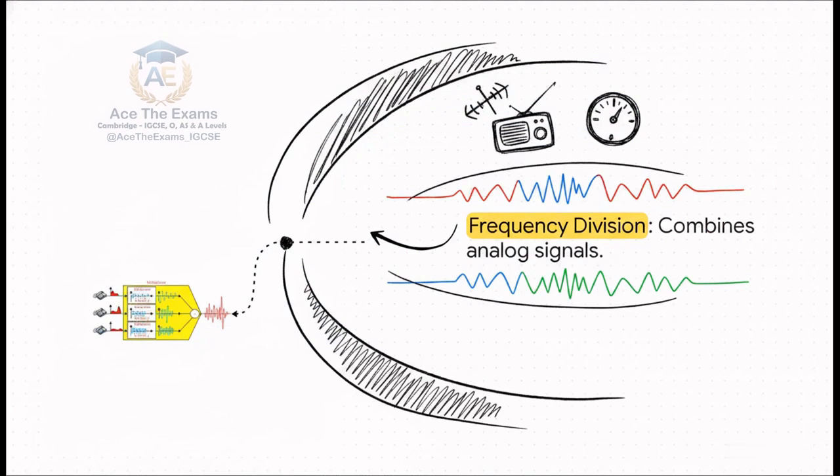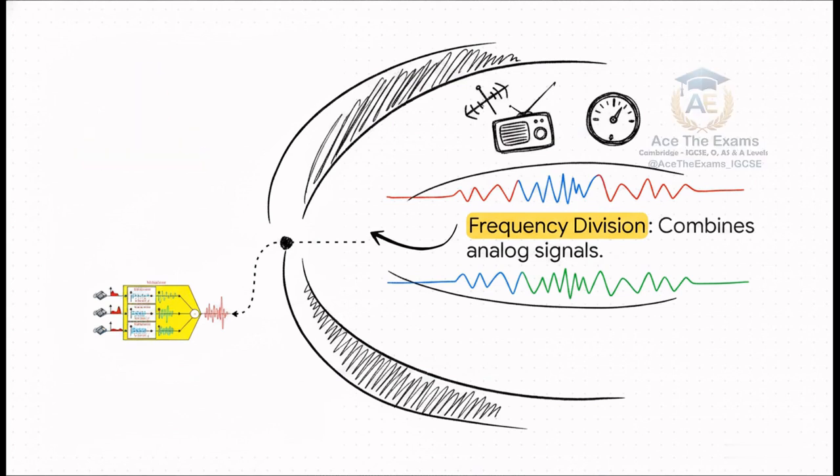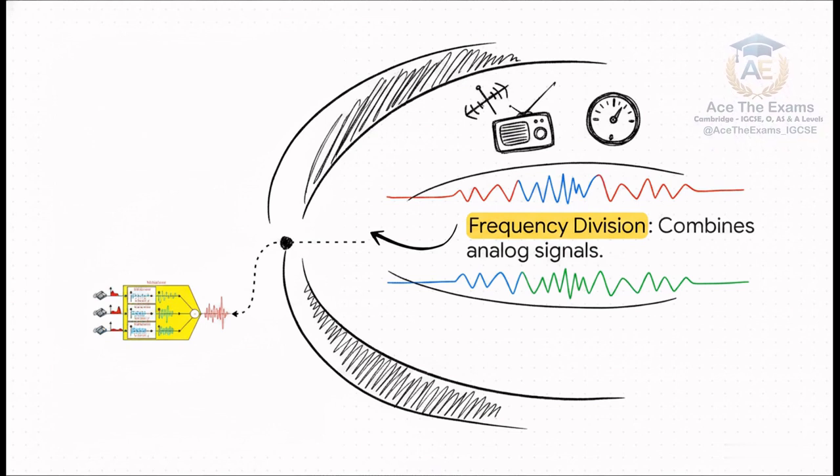Now we apply Rule 2, the PEEL framework application. Look at frequency division multiplexing, or FDM. Analog signals are combined by separating them into distinct bandwidth channels, like tuning into different radio stations. So if asked to explain FDM, your point is that it separates signals. Your evidence is that it uses distinct frequency bands. Your explanation is that this prevents interference between modulated analog signals. And your link is that it allows simultaneous transmission over one medium.